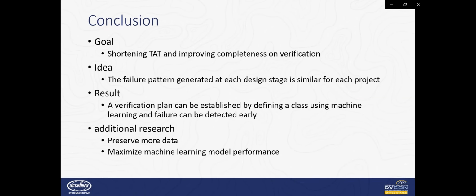Finally, we made a verification plan by using machine learning, which is detecting failure earlier than the previous process. We think there's still a lot left to enhance the result. Actually, data analysis requires a huge amount of data, but we lost a lot of data every day. So the most important thing is preserving more data. And we are going to try to maximize machine learning model performance.